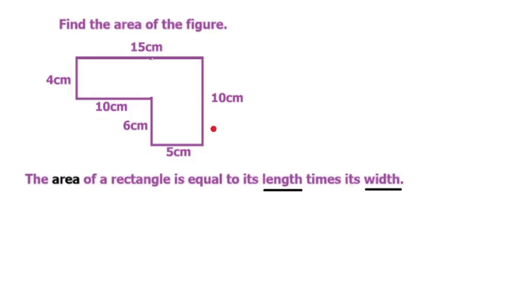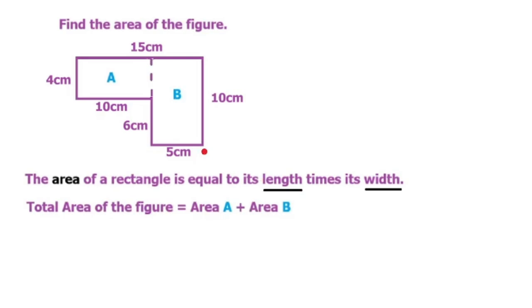So what we're going to do is we're going to split this into two. And we're going to find the total area of area A and the area B and add them together. The total area of the figure will be area A plus area B.